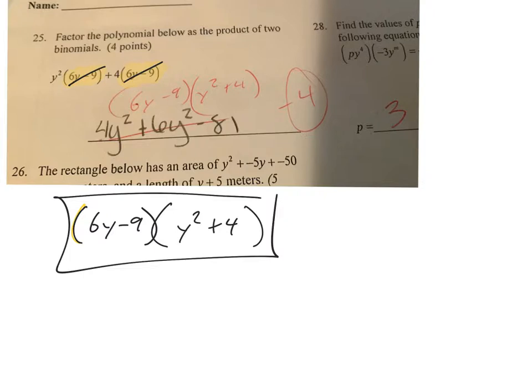But that's it, because look, you factor the polynomial below as the product of 2 binomials. Here's 2 binomials, and they're being multiplied together, so that's a product. That's it.